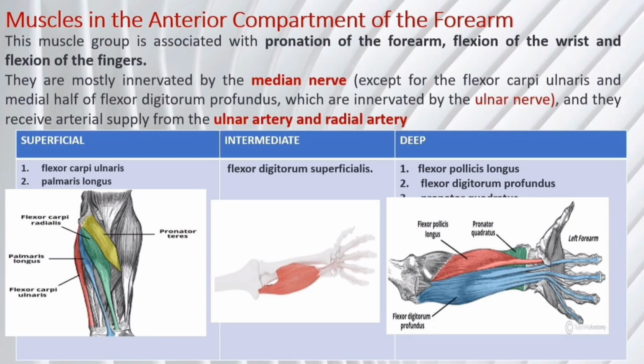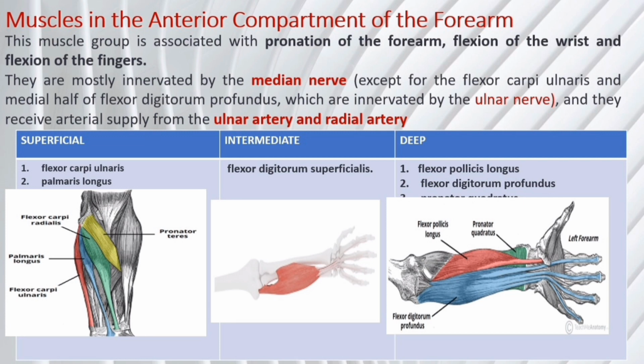The muscles of the anterior forearm. The muscles in the anterior compartment of the forearm are organized into 3 layers. Superficial: flexor carpi ulnaris, palmaris longus, flexor carpi radialis, pronator teres. Intermediate: flexor digitorum superficialis. Deep: flexor pollicis longus, flexor digitorum profundus and pronator quadratus.